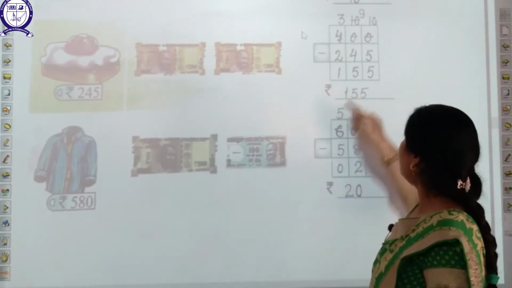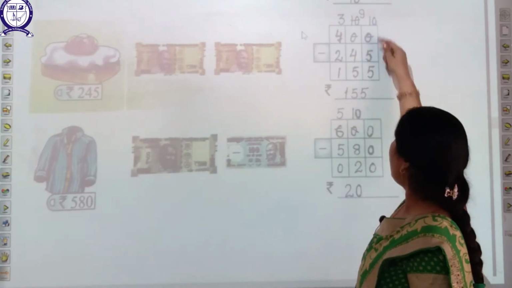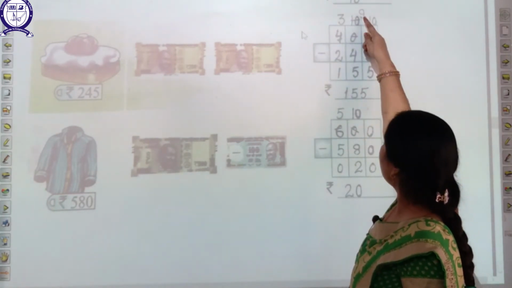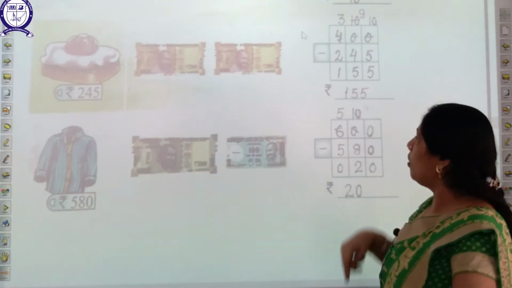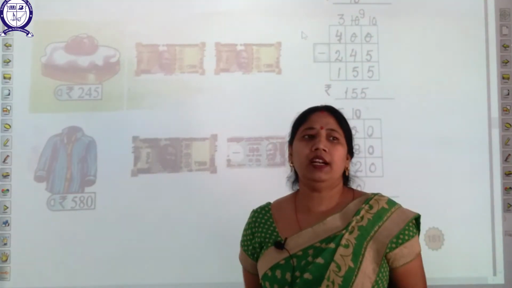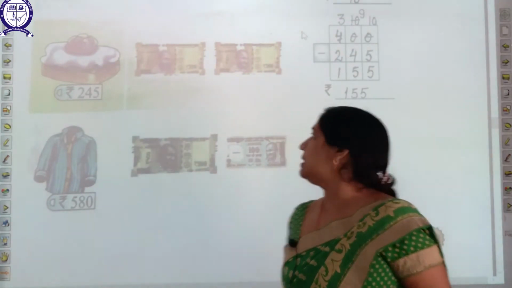Okay, 5 out of 10 is 5, 4 out of 9 is 5, 2 out of 3 is 1. So the shopkeeper returned us 155 rupees.